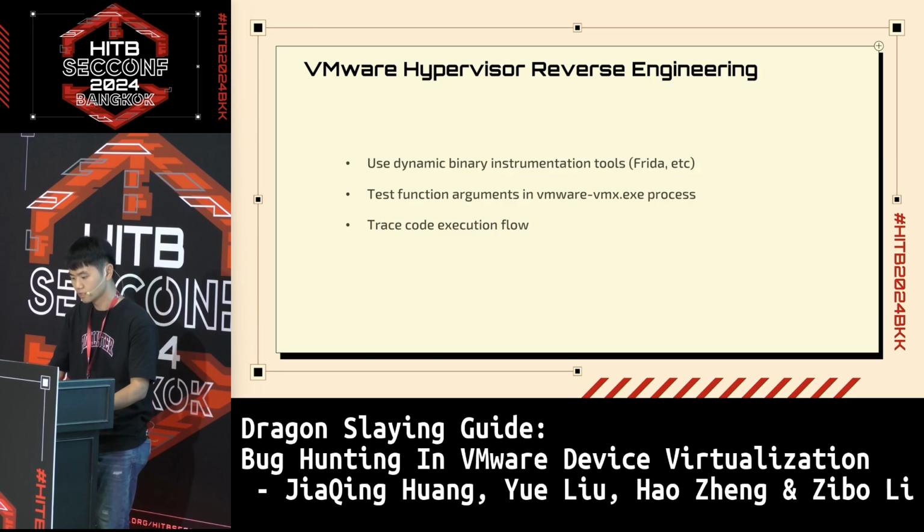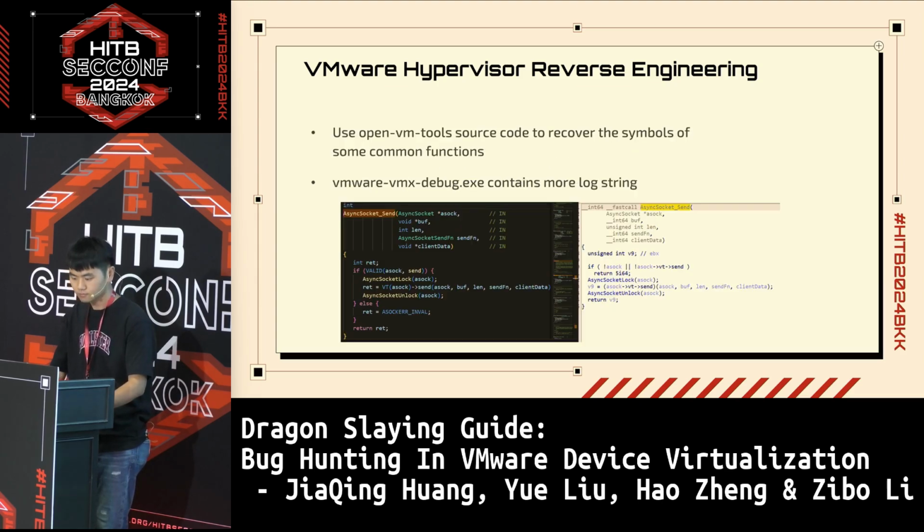auto-attach to it. Dynamic binary instrumentation can also be useful when reversing the VMX binary. You can use Frida to test the function arguments or use it to hook device emulation code and see its execution flow. Some things can be traced, like graphics commands and USB commands.